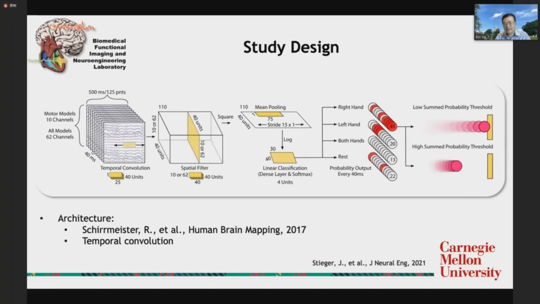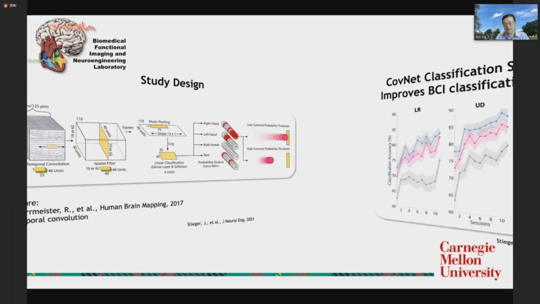We did not come up with a new deep learning architecture in this particular work. Rather, we just adopted a recently published deep learning neural network, which involves a temporal convolution. We adopted this particular network to analyze our data.